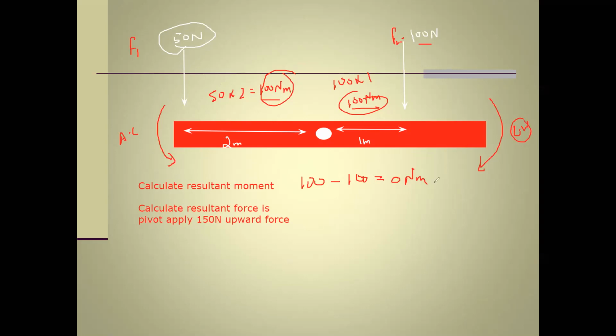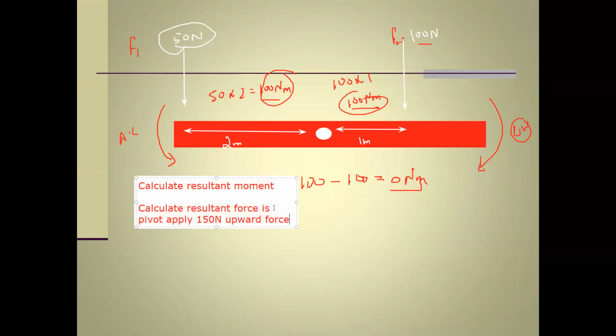And force 1 is causing an anti-clockwise moment. If both moments are the same, then because they are in opposite directions, the resultant moment will be 0. Then the second part: calculate the resultant force.